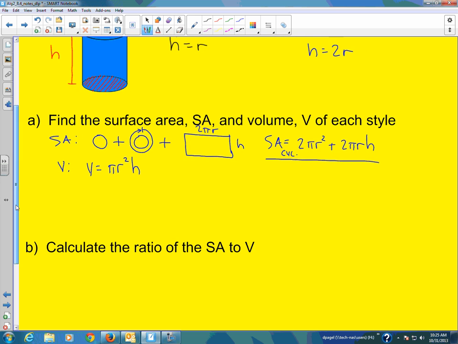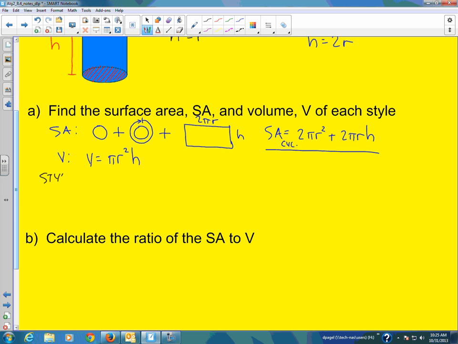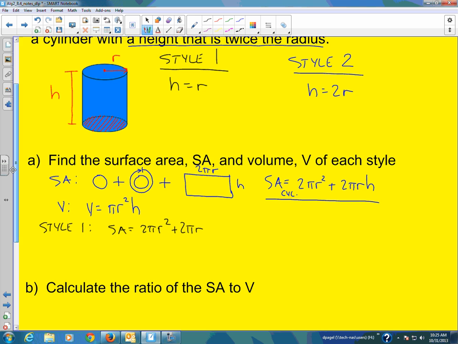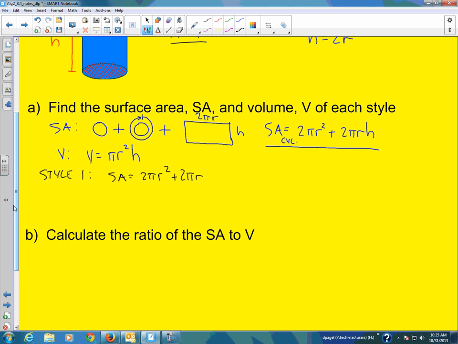So first, let's talk about style 1. Its surface area would be equal to 2 pi r squared plus 2 pi r and h. But our h, remember, is equal to r. So really, it's times r. So our surface area is now 2 pi r squared plus 2 pi r squared, which is 4 pi r squared. So there's the surface area of cylinder 1.